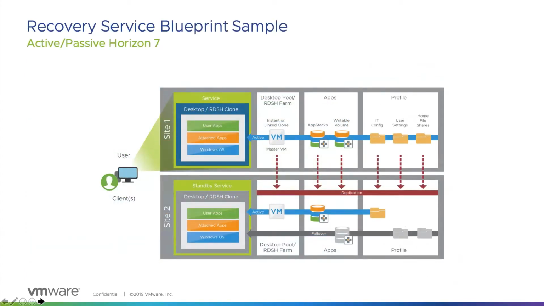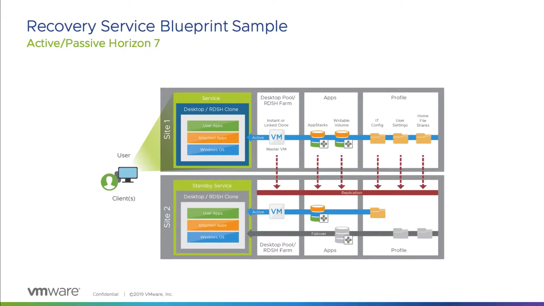I also said that we're going to have a recovery service blueprint, which basically means how the whole service looks from a user standpoint. On the left you have a user using a client, and that particular user always connects to one site. The reason it's called active passive is that as far as a user is concerned, he always connects to site one, and he will only connect to site two when there is a disaster.